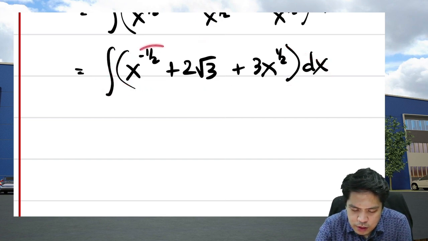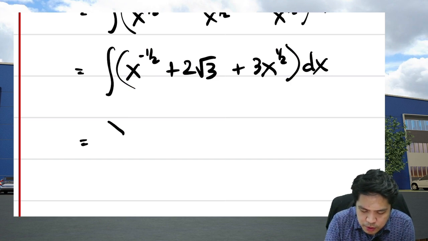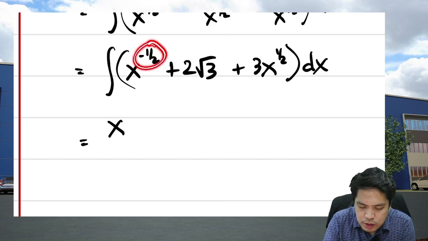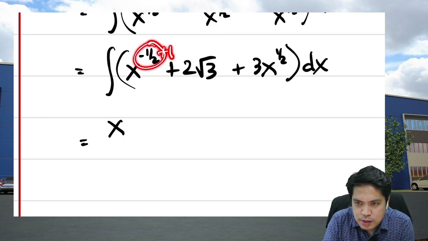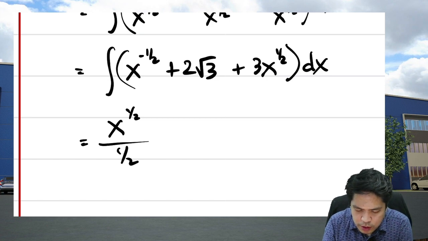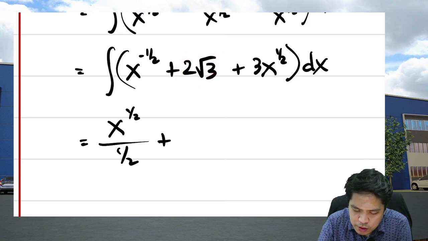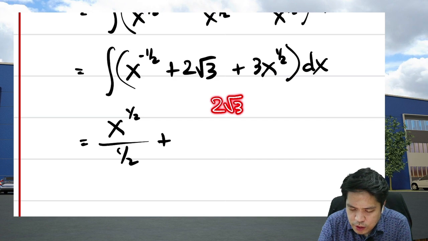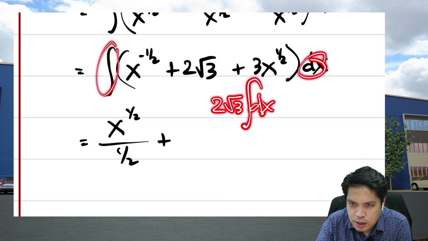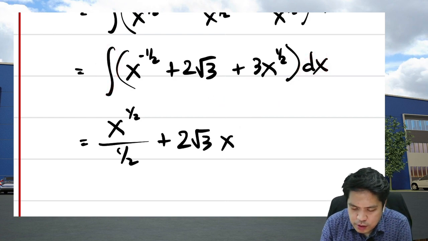So the integral of this is just the integral of each term. So just integrate each term. So that would be x raised to negative 1 half plus 1. So that would be 1 half. So x raised to 1 half over 1 half plus, how about this? This is a constant. So the integral of this is just, remember that this is 2 square root of 3 times dx. So the integral of that, dito natin ilagay. So the integral of this is just x. So therefore, this is 2 square root of 3x.